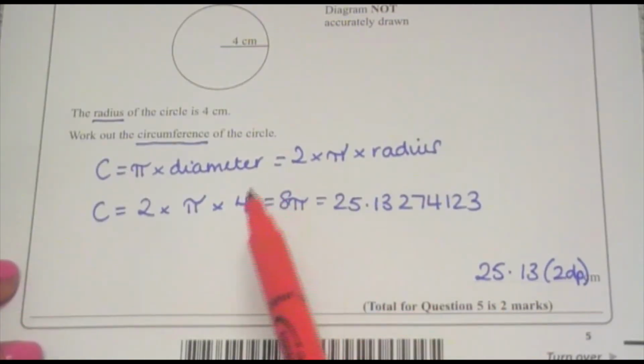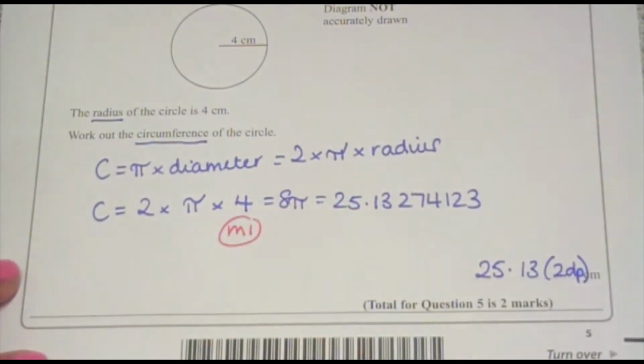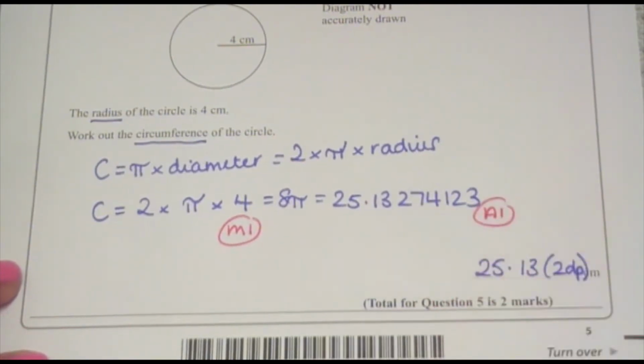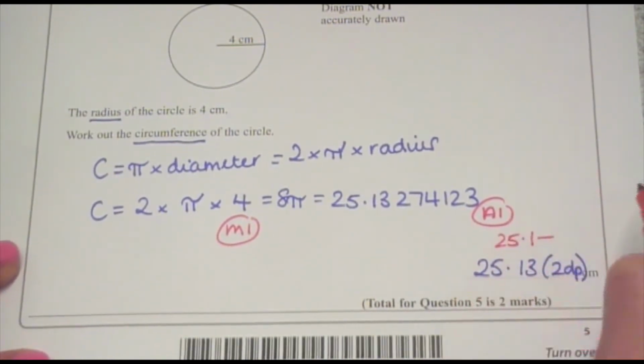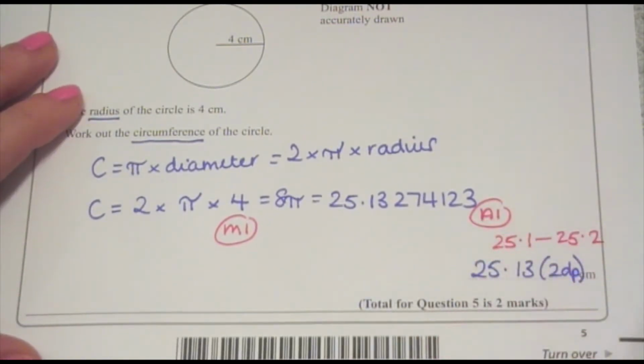For the marks then, I would get 1 mark for substituting in the radius of 4 centimetres correctly, and I would get my second mark for turning it into a decimal. Okay, in the mark scheme it states that you can have anywhere between 25.1 and 25.2 as your answer, and you would still get that answer mark.